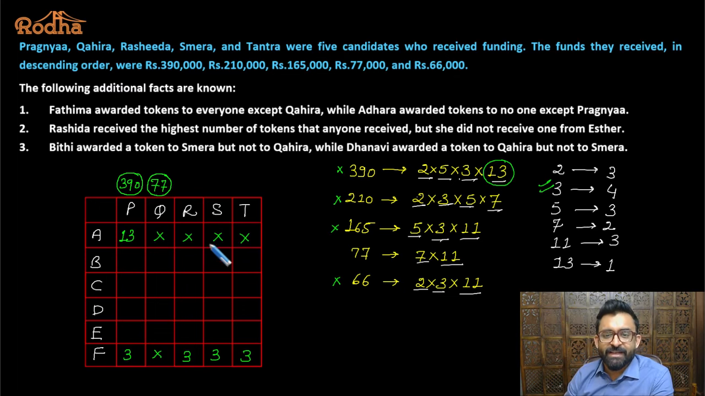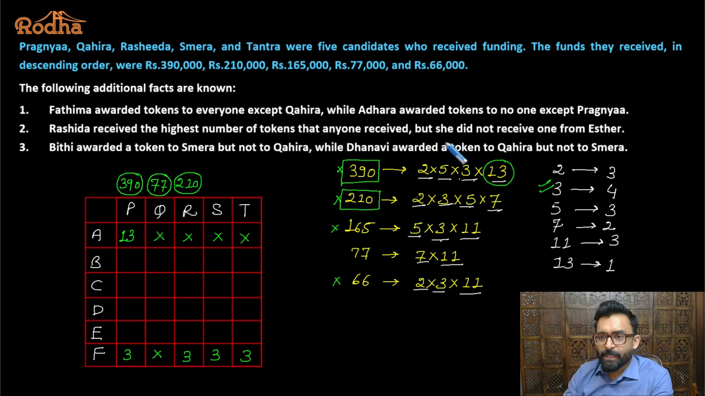Okay. What else can we conclude? She is getting 77. She is getting 390. What else? Rashida received the highest number of tokens that anyone received. So 390 is made up of 4 tokens, and Rashida cannot receive 390 because that is received by P. So she'll be receiving 210 in terms of funding. That is because she's getting the maximum number of tokens, that is 4. So Rashida will be getting 210. Fine. That means she'll be getting funding from 4 people, those who are giving away 2, 3, 5 and 7 number tokens. Understood?